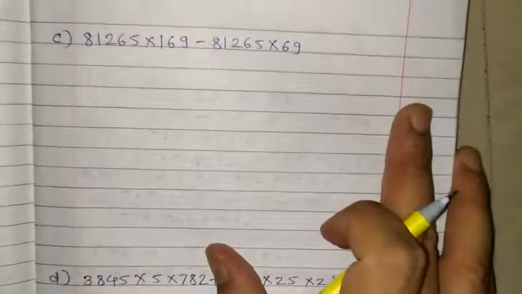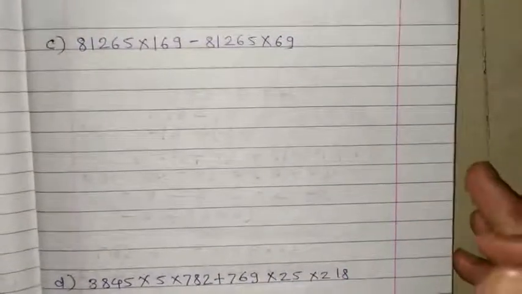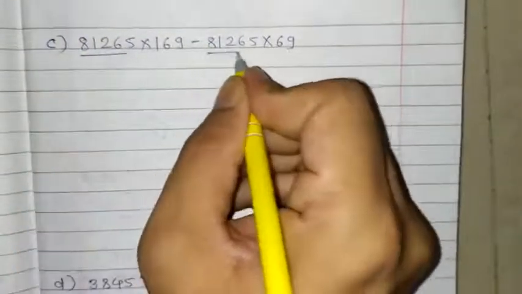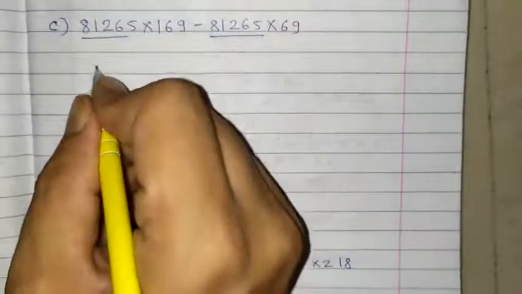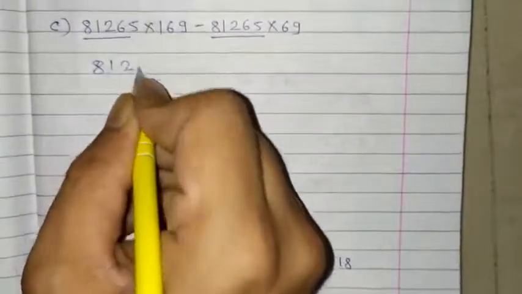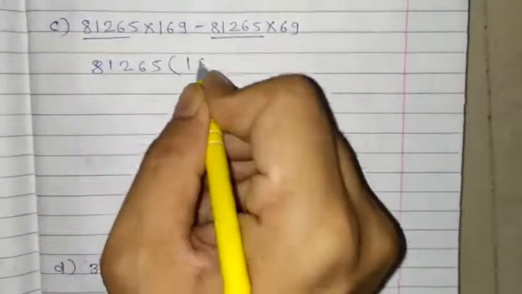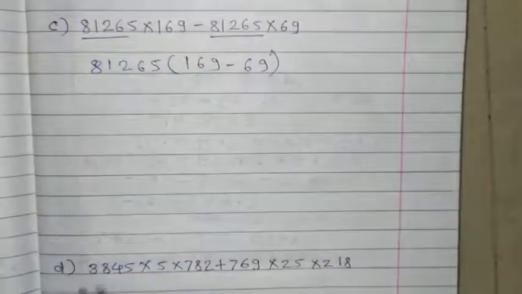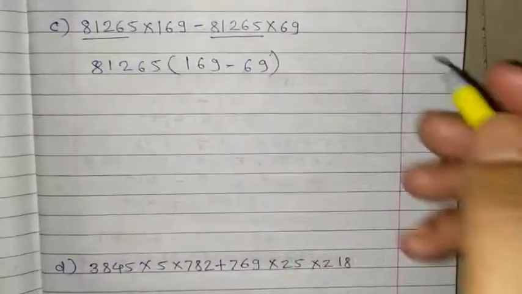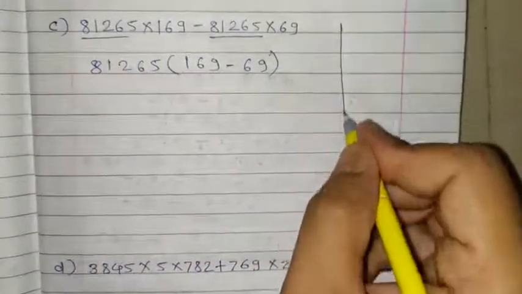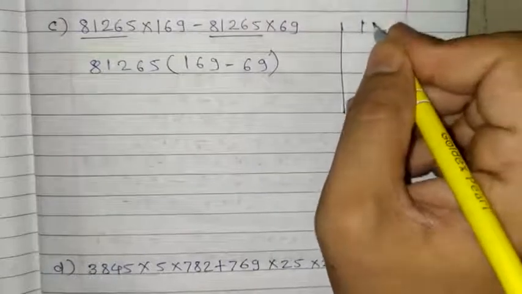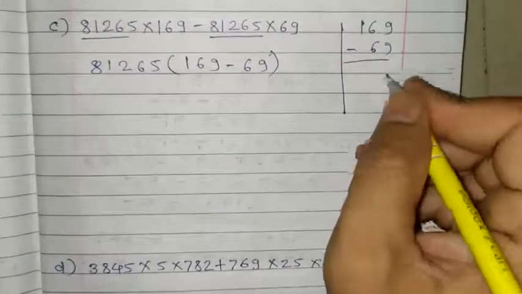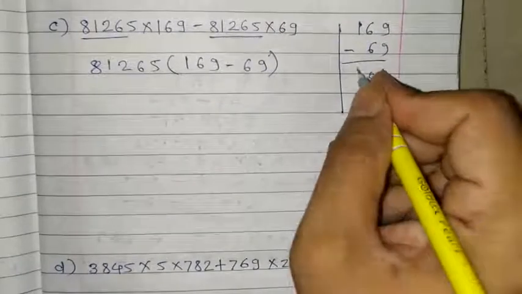So after this we go to the next question. Going to C. Here in question number C, first you check the common number. This is the common number, got that. So you write that first. Then the uncommon number, and the middle sign is minus. The uncommon number is 169 here, and 69 here. Finally you solve the bracket first.